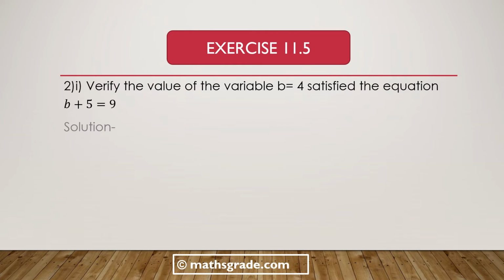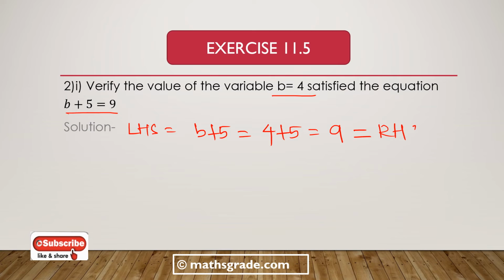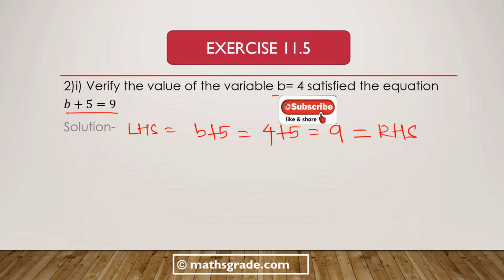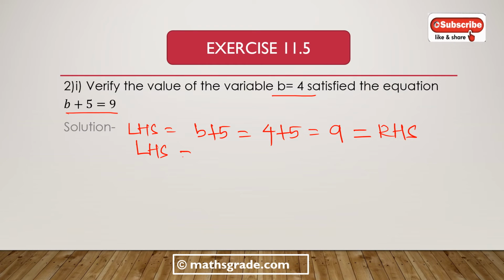I B. Verify the value of the variable b equal to 4 satisfied the equation b plus 5 equal to 9 or not. Substitute the variable b equal to 4 in the left hand side of the equation. Left hand side is b plus 5. Substitute b equal to 4. 4 plus 5 equal to 9. And 9 equal to right hand side. Right hand side is also 9. So left hand side is equal to right hand side.